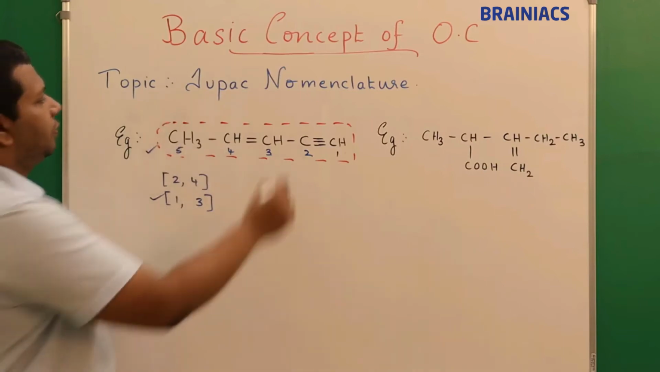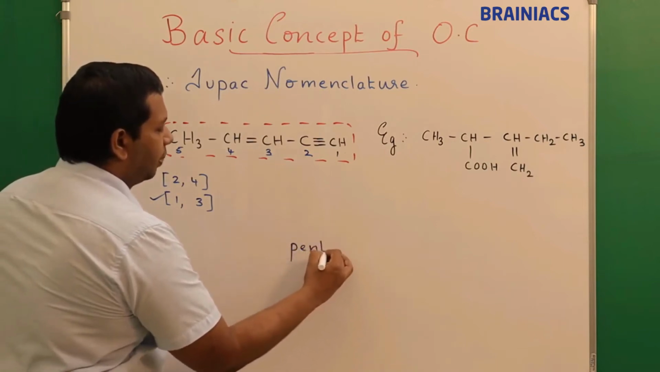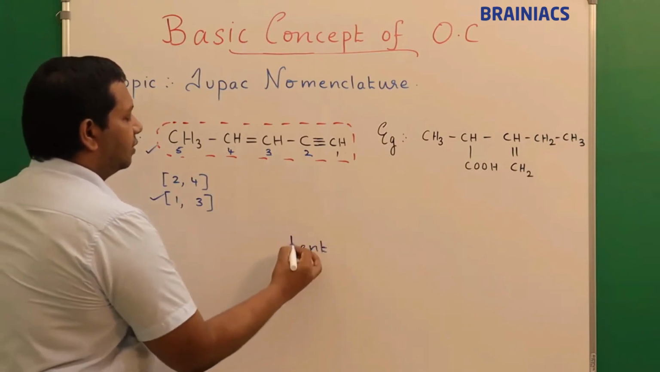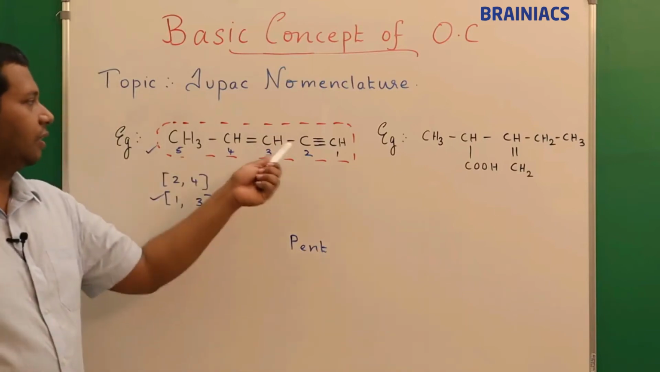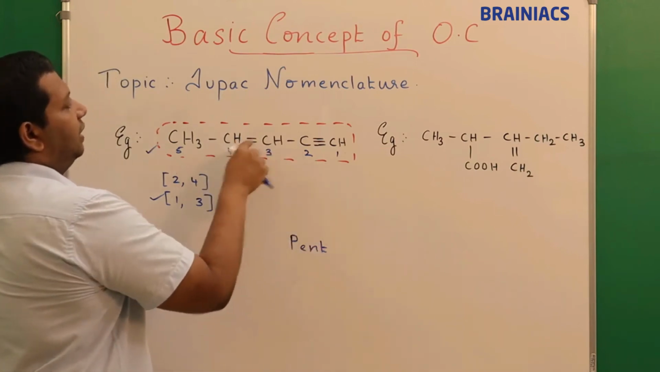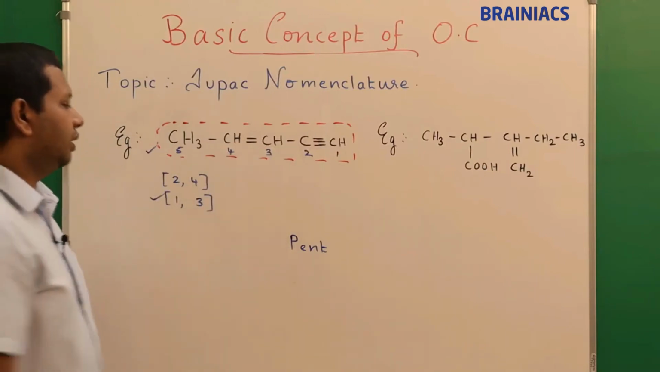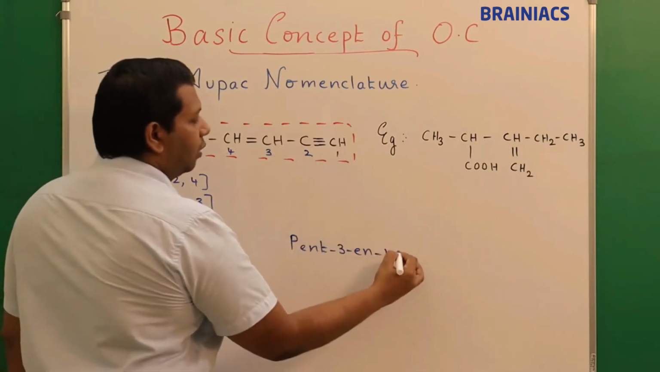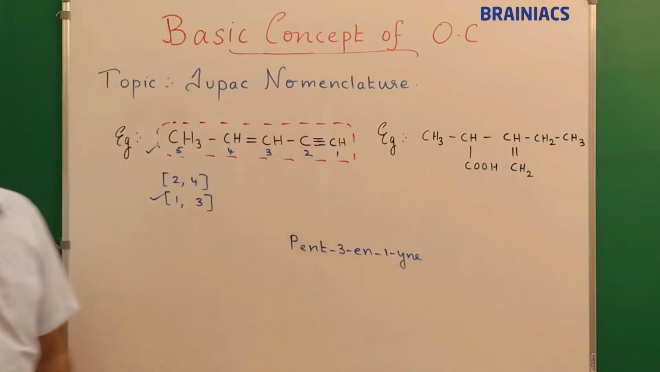Understood? So how to do it? 5 carbon atoms are there. So 5 carbon atoms means what is the word root? Pent should come. Correct? Since that is the first letter, I will use the capital letter here. Since you know that there is no primary suffix, it is not a cyclo compound. Secondary suffix is not there because there is no branching present. So pent, tell me, there is ene and yne. So who should come alphabetically first? Ene should come. At what position? 3. So I can write pent-3-en-1-yne. Understood? So this is the IUPAC name of this compound.